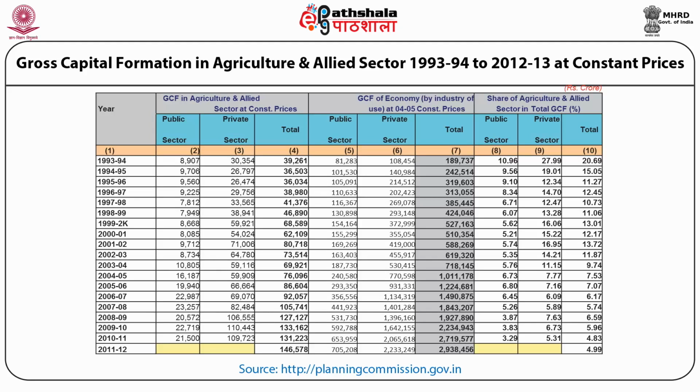Now this again shows the gross capital formation in agriculture and allied areas for the different sectors at constant prices. Then the gross capital formation of economy by industry of use at 2004-2005 constant prices. And lastly, the share of agriculture and allied sectors in the total gross capital formation. This table depicts the gross capital formation in agriculture and allied sector in 1993-94 to 2012-2013 at constant prices. The table shows that the share has decreased rapidly from 1993-94 to 2012-2013.